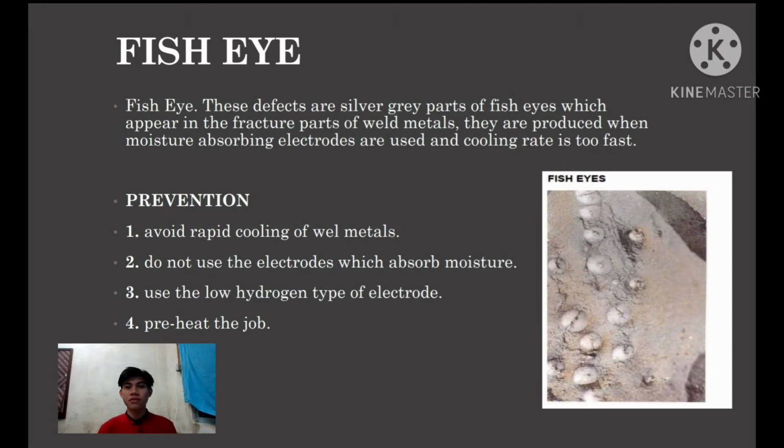So the first defect is fish eye. These defects are silver gray parts like fish eyes, which appear in the fracture parts of weld metals. They are produced when moisture absorbing electrodes are used and the cooling rate is too fast. How to prevent fish eye: 1. Avoid rapid cooling of weld metals. 2. Do not use electrodes which absorb moisture. 3. Use low hydrogen type electrodes. 4. Preheat the job.